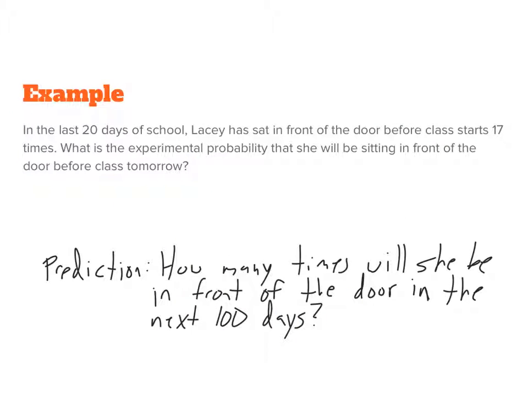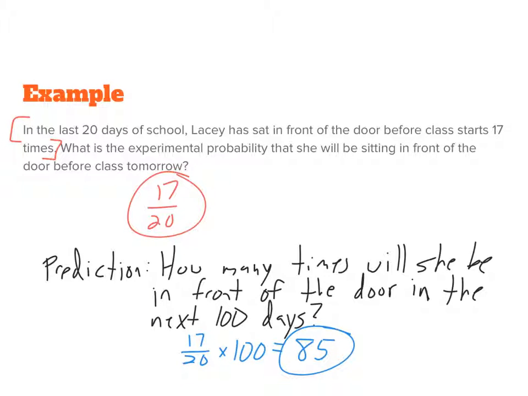So go ahead and pause the video and find the experimental probability that Lacey will be sitting in front of the door before class tomorrow, as well as predicting how many times she'll be in front of the door in the next 100 days, and then hit play and see how you did. You should have gotten that the experimental probability is 17 over 20, and that over the next 100 days we expect her to be in front of the door 85 days out of 100.